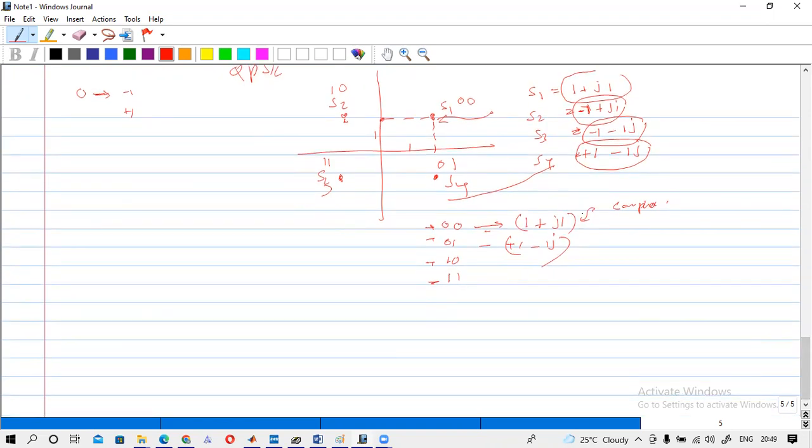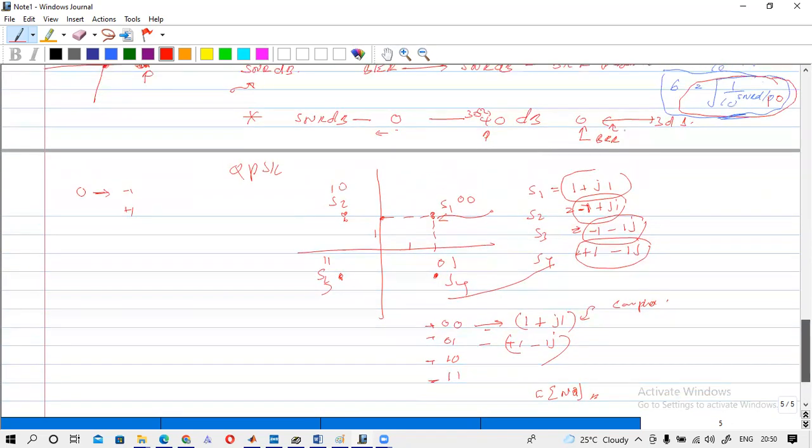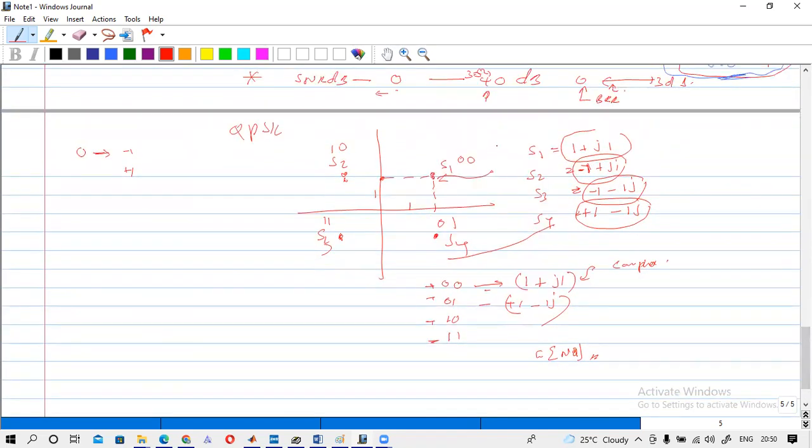Here you have complex values, so you have to generate a complex Gaussian noise, which will not be a problem, and you can add it to the symbols. Then you can decode it. When you are decoding, you have to use the Euclidean distance.